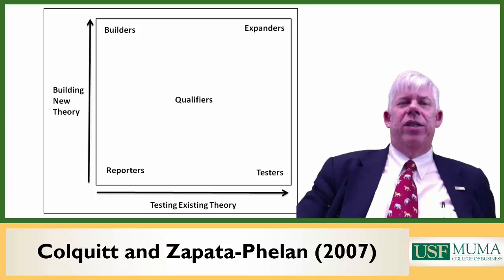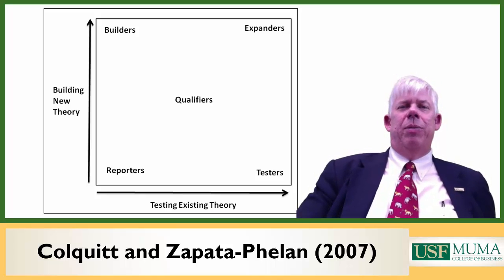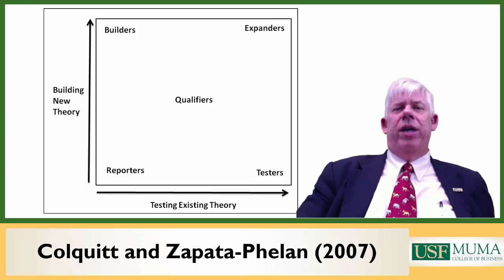A rather interesting study that was published in the Academy of Management Review by Colquitt of the University of Florida and Zapata-Phelan involved looking at the different types of research that were published in top management journals over time. What they argued was research can either focus on testing existing theory or building new theory, and they applied names to different combinations. For example, research that specifically focuses on building new theory but doesn't do any testing is a builder. Something that tests but does not do any building is a tester.